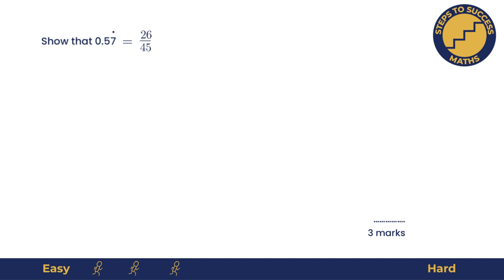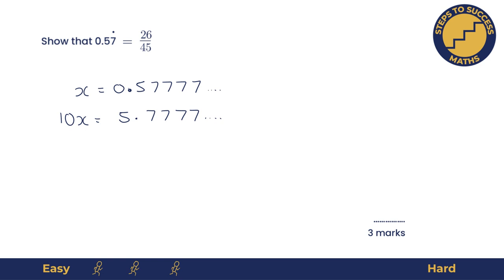Show that 0.57 recurring is equal to 26/45. Now this time it's 0.577777. It's only the 7 part that's recurring because the dot is only over the 7. So it's harder with this 5 here. So if we multiply by 10, we can say that 10x is 5.7777. Remember, the decimal you start with is just the x.